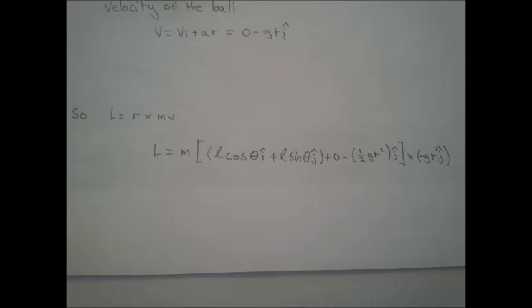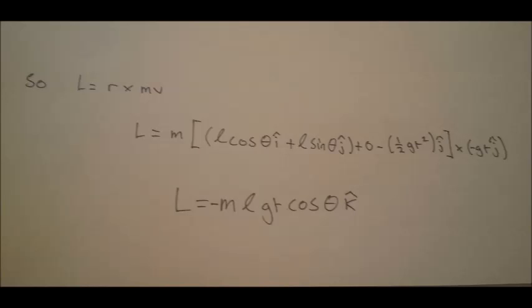And simplifying all this, we get the angular momentum vector L is equal to negative m L g t cosine theta k.